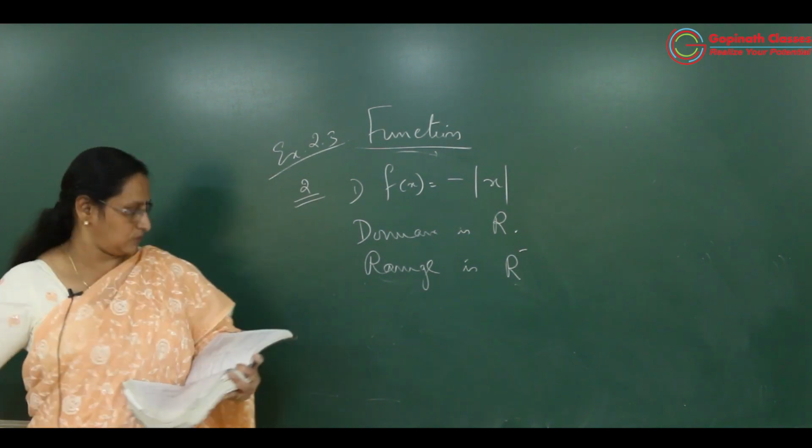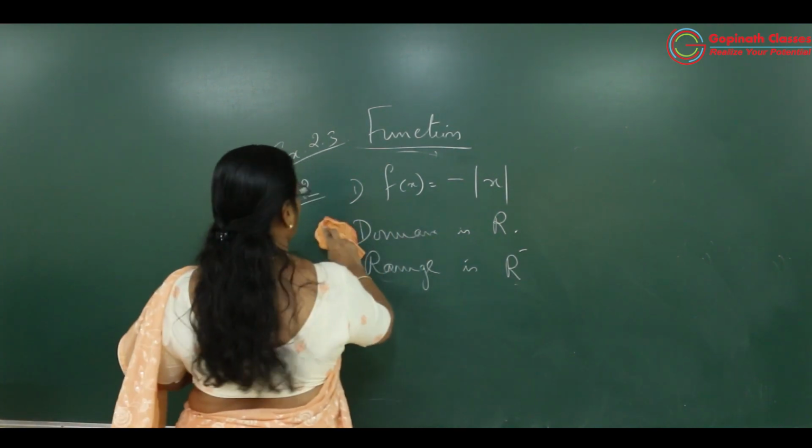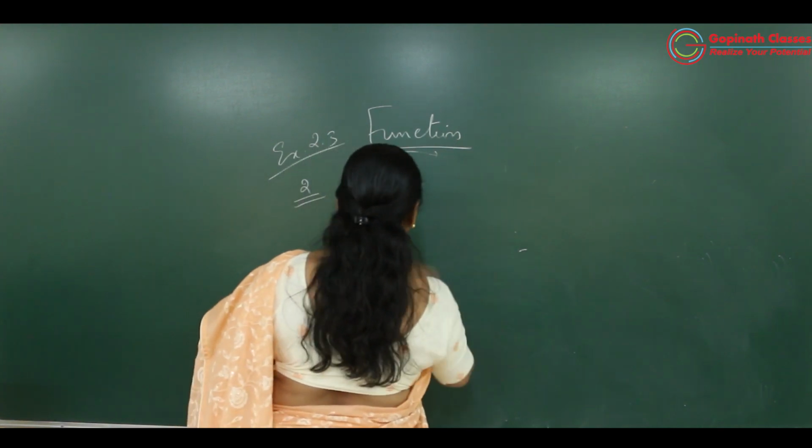Come to the next question. What's the next question? f(x) is equal to under root of 9 minus x square.